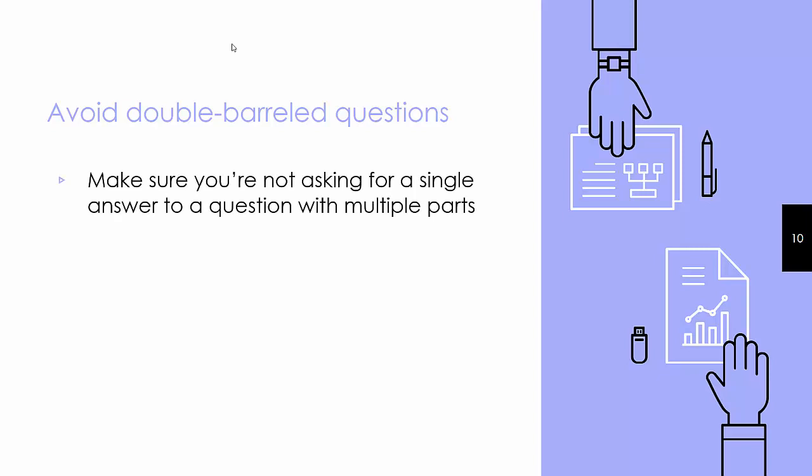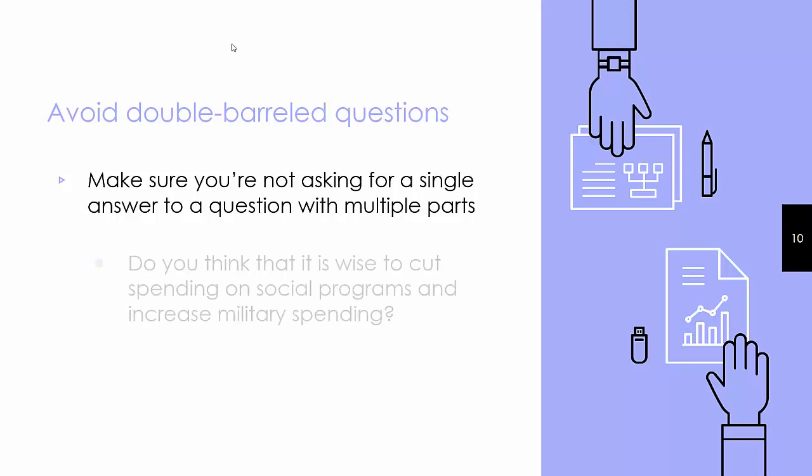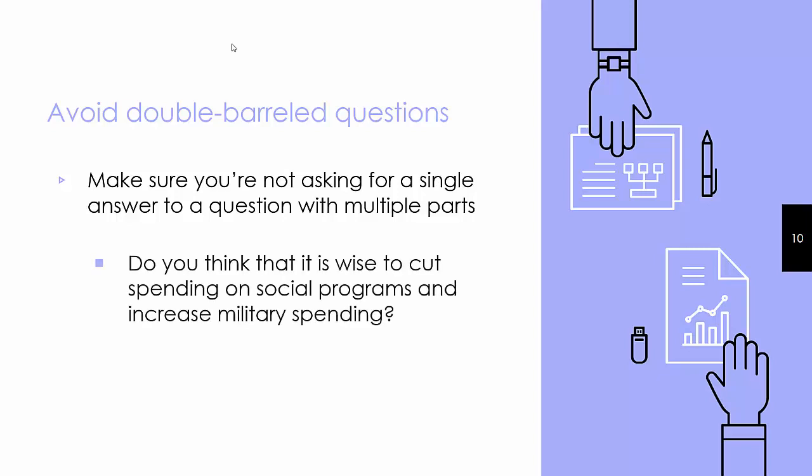Avoid double-barreled questions. Make sure you're not asking for a single answer to a question with multiple parts. Here's a bad question, don't do that: do you think that it is wise to cut spending on social programs and increase military spending? Essentially, with this question, you're asking two questions. You want someone to tell you their opinion of whether it's okay to cut spending on social programs, and then you need to ask a separate question: do you think we should increase military spending? It could be that people agree with one half and not the other. So be aware of that as you are asking a question.